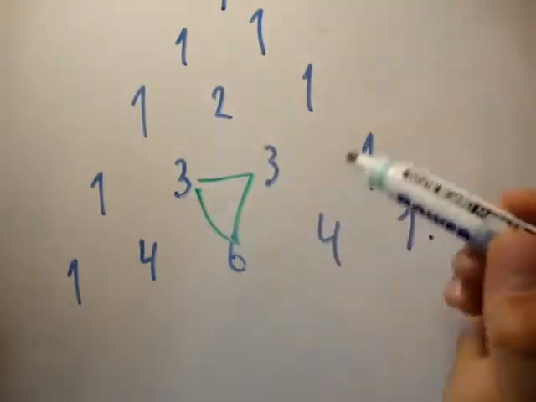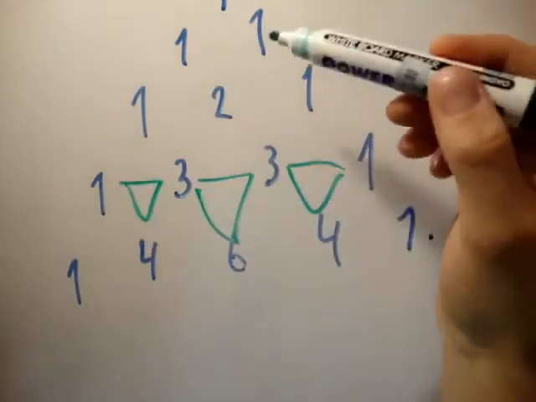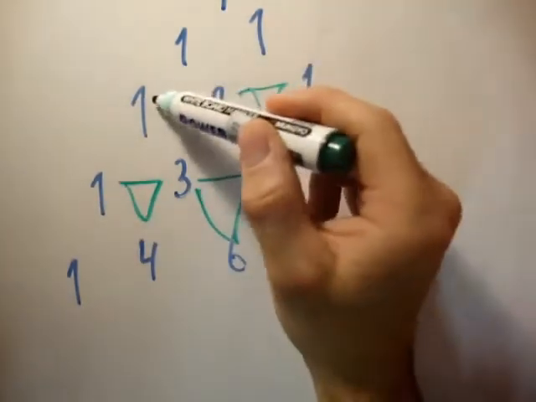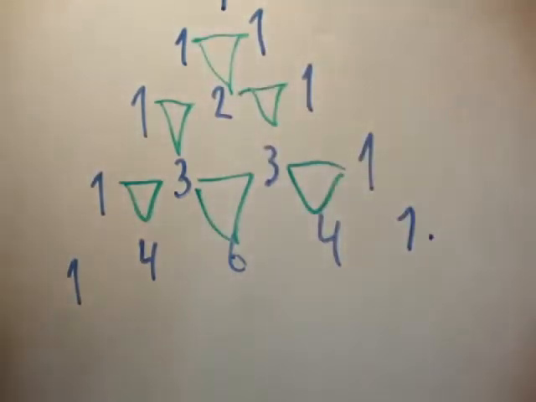So 3 and 3 make 6. 3 and 1 make 4. 2 and 1 make 3. 1 and 1 make 2. And it goes the whole way down.